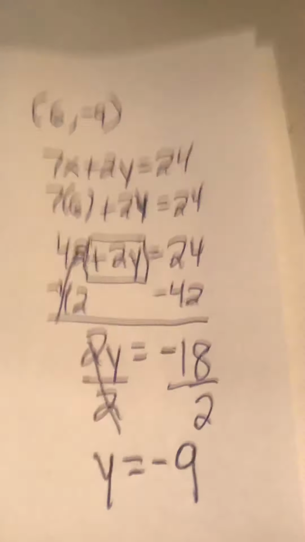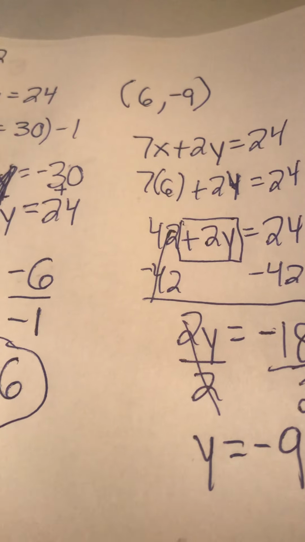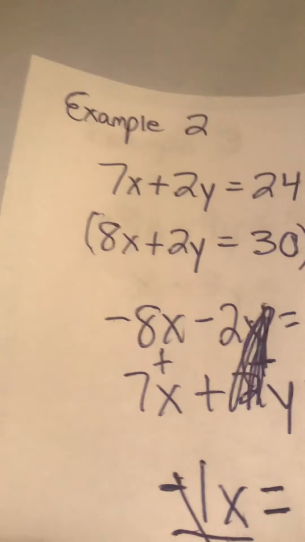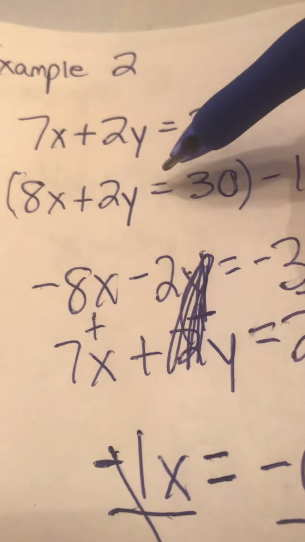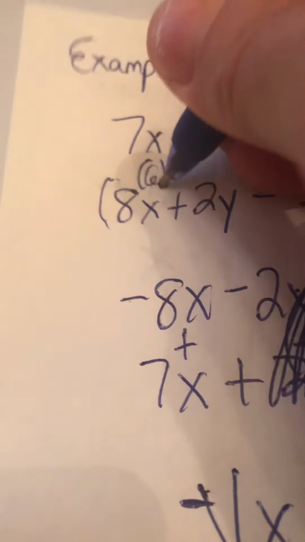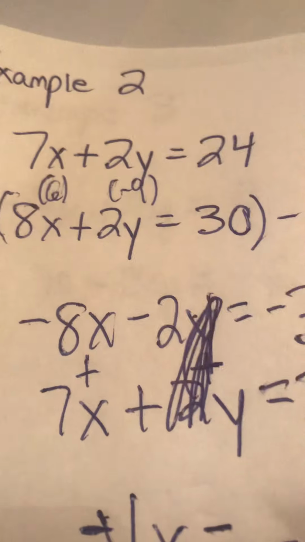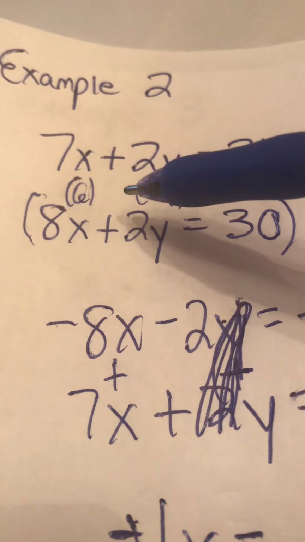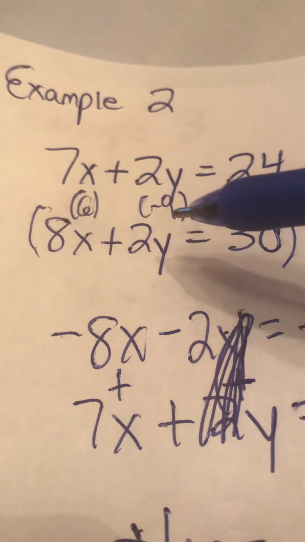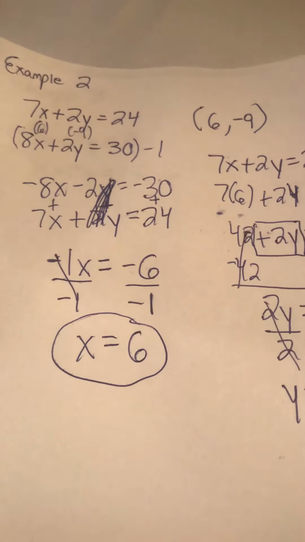Okay, and again, you can actually check that answer by plugging in both variables and see if it balances both equations. We could plug it in here and see if it does balance. So we could put the 6 right here and the -9 right here. And I'll just go ahead quickly and do that in my head just to check. 8 times 6 is 48. 2 times -9 is -18. 48 plus -18 is 30. So that is the correct solution for that example, (6, -9).